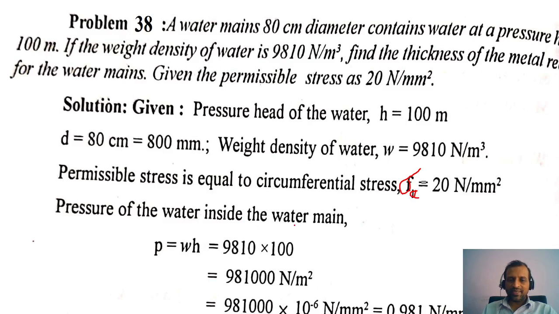The pressure of the water inside the water main is given by P. So P is equal to W into H, where W is the weight density and H is the height. So it is 9810 Newton per meter cube into 100, which becomes 9,81,000 Newton per meter square. Multiplying by 10 to the power of minus 6, you can write it in Newton per mm square, so it is 0.981 Newton per mm square. So this is the internal pressure.